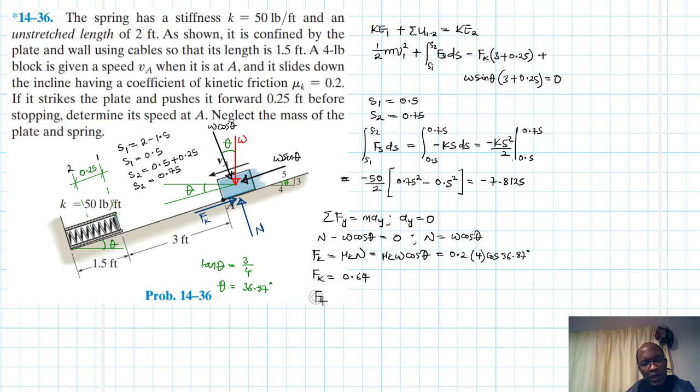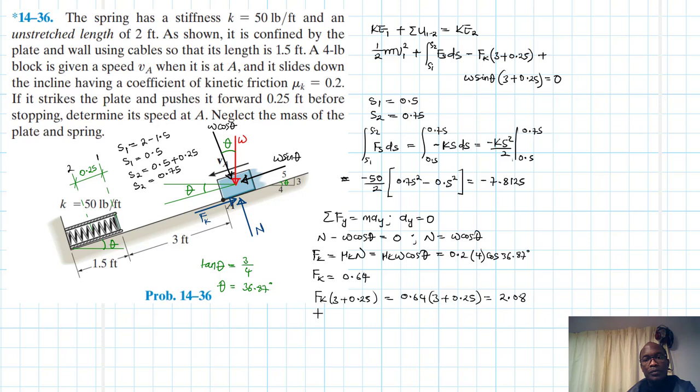Therefore, Fk times 3 plus 0.25. This is just equal to 0.64 times 3 plus 0.25. This is the work. And this just gives us 0.64 times 3 plus 0.25, and this is just going to be equal to 2.08.